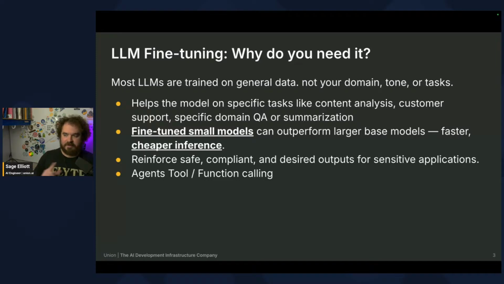Often you might want to use a much smaller model in production, where you don't need all this world's knowledge. You just need knowledge of the task you're trying to do. You can often use a small model, train it on a specific data set, and have it do just as good, or sometimes even better, than one of those larger models. It helps the model on a specific task, like content analysis. Customer support is a big one. If you have a lot of tickets and logs of how you reply to things, you're hopefully going to already have a really good data set for that.